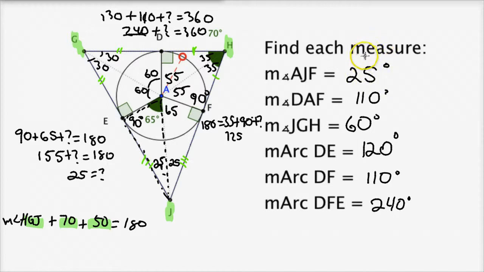Excellent. Pretty straightforward there. Lots of right triangles. Lots of reflective congruency and bisectors and such. Okay, that's it for now.